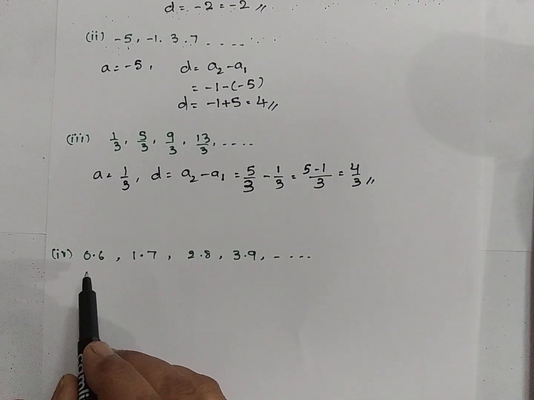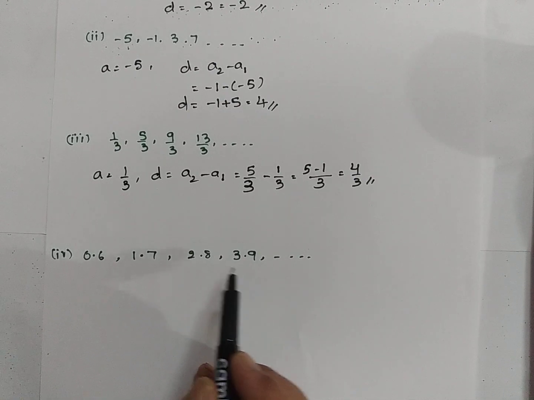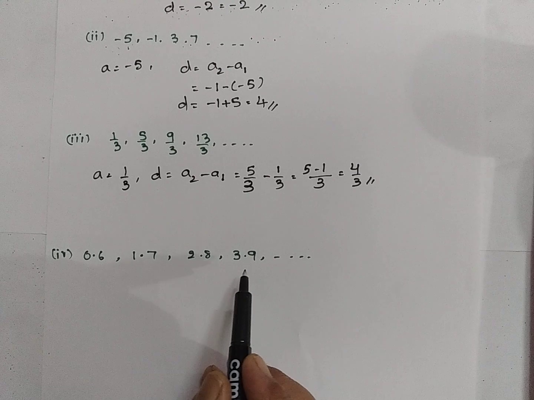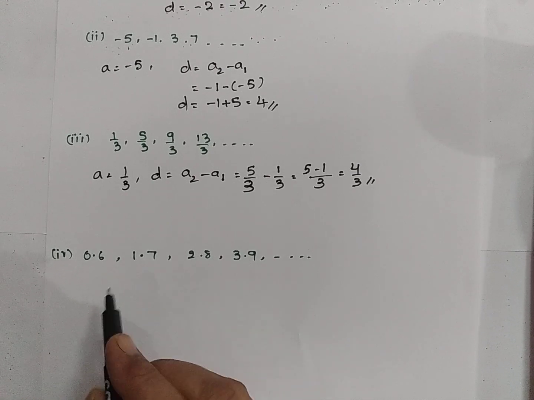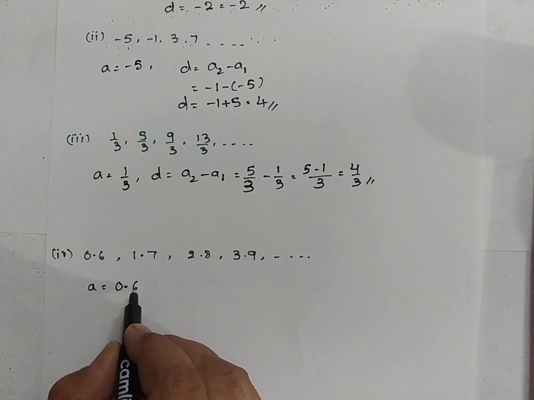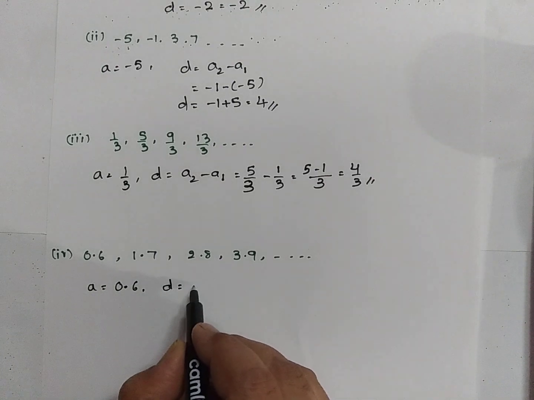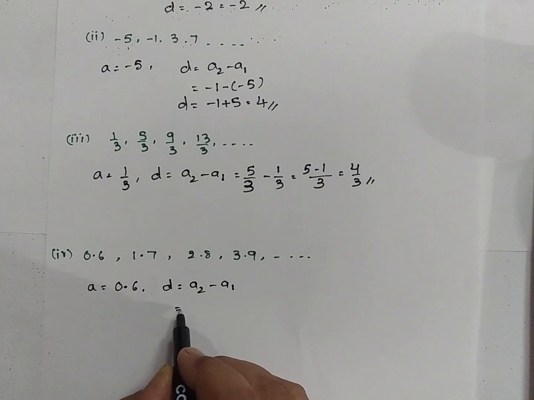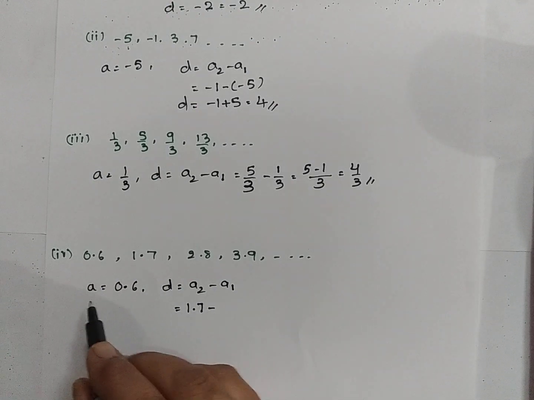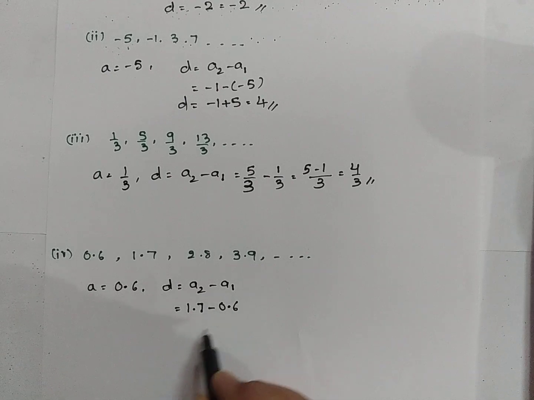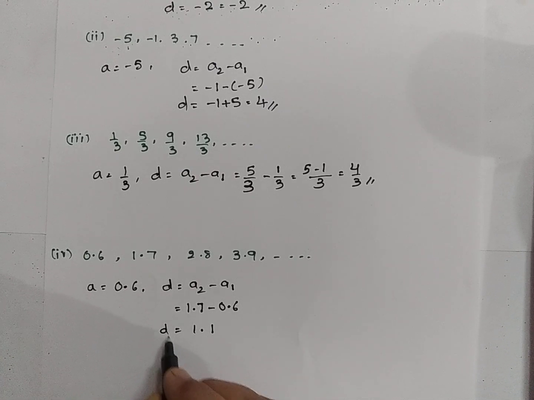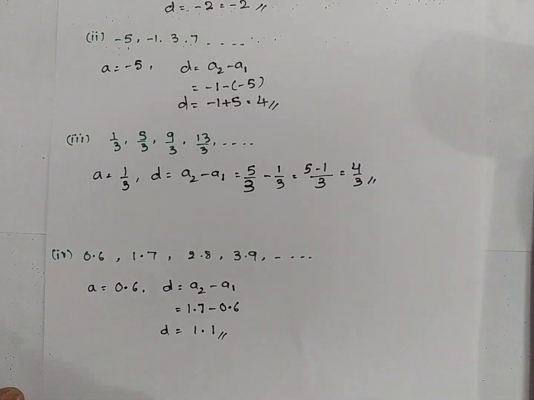Next one is the fourth one. The terms are 0.6, 1.7, 2.8 and 3.9. These are in decimal form. The first term is a, that is a is 0.6, and d equals a2 minus a1. a2 is 1.7 and a1 is 0.6. Subtract 0.6 from 1.7, you get 1.1. So the difference is 1.1. So these are the 5 problems from the third question. Thanks for watching. Thank you.